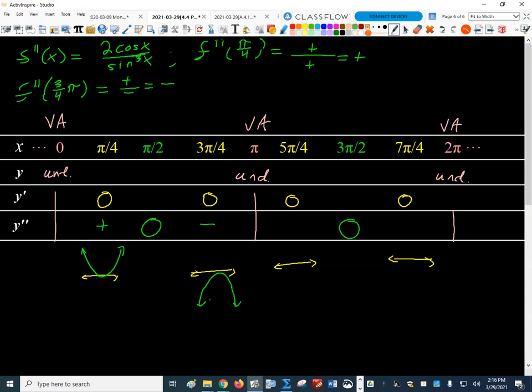Okay, 5/4 pi is quadrant 3. They're both negative in quadrant 3, right? So I'm going to get negative divided by negative cubed is negative for an overall sign of positive. So there we go. And then at 7/4 pi, quadrant 4, that's where cosine's positive, sine is negative, right?